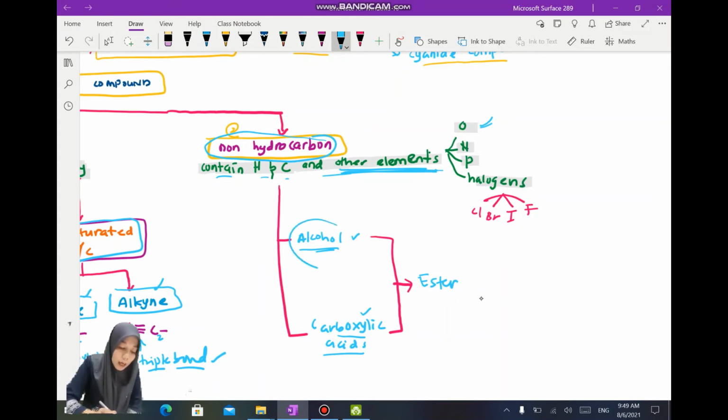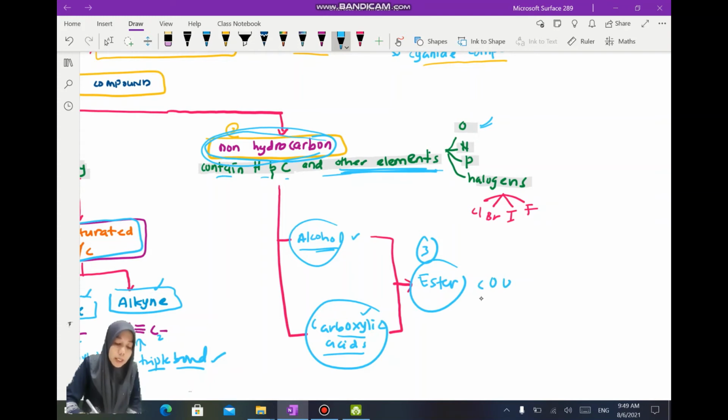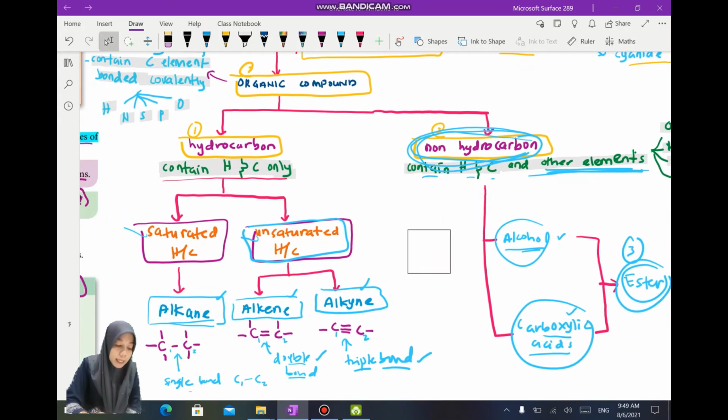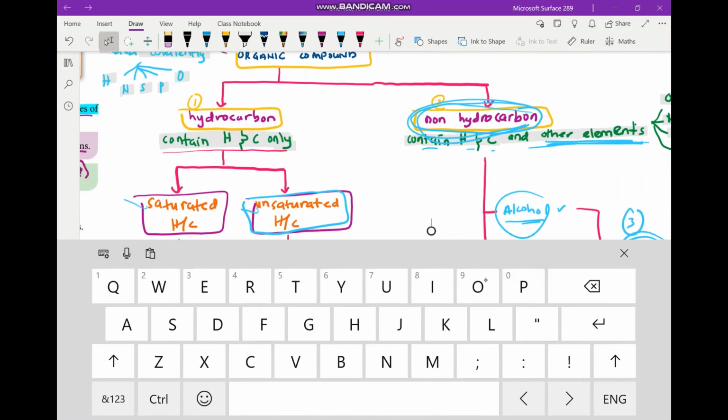And then alcohol and carboxylic acid will react, akan bertindak balas, dia akan membentuk ester. So ester also non-hydrocarbon. Why? Because it has O as their constituent element. Dia mengandungi unsur O. So bermaksud ester juga merupakan non-hydrocarbon. So kat sini kalau kamu tengok, untuk hydrocarbon ada 3, non-hydrocarbon juga ada 3.